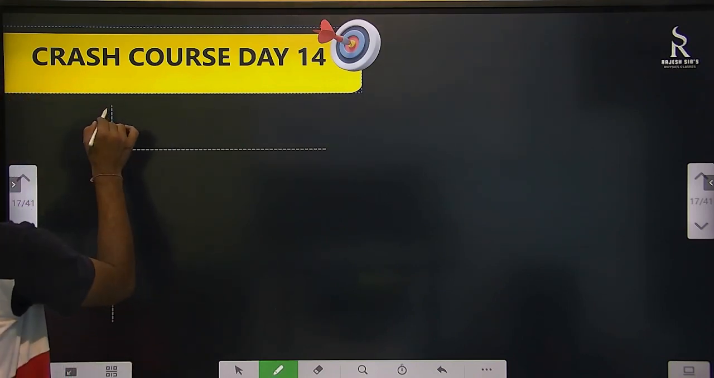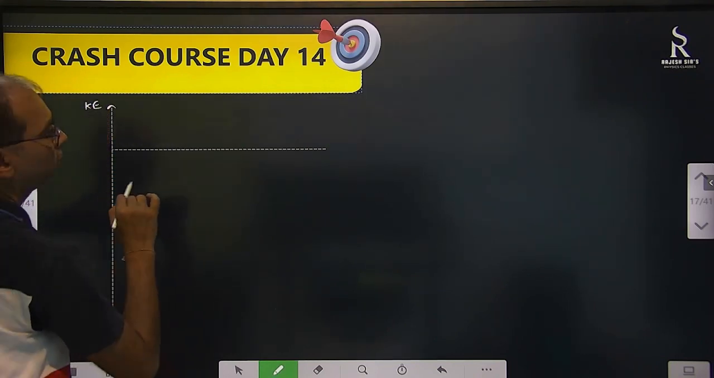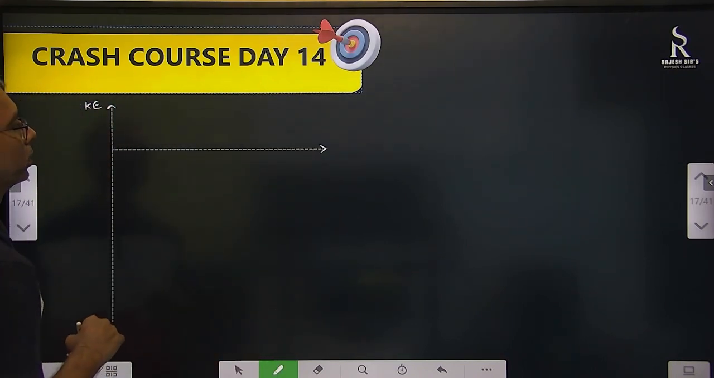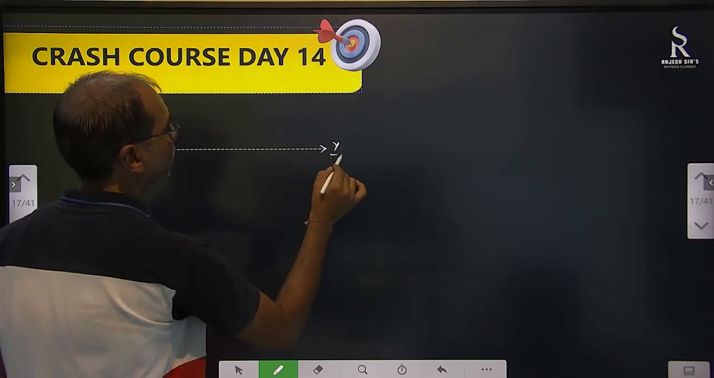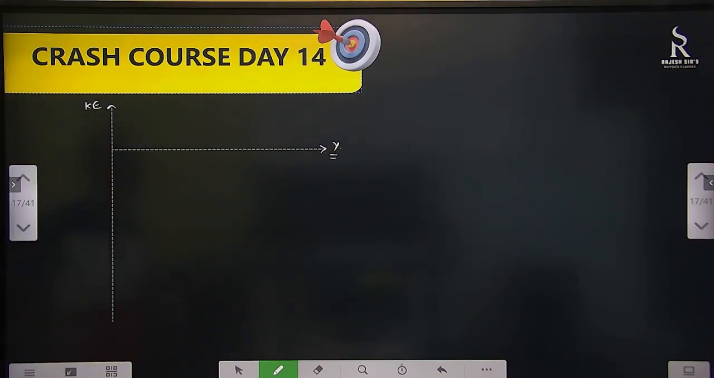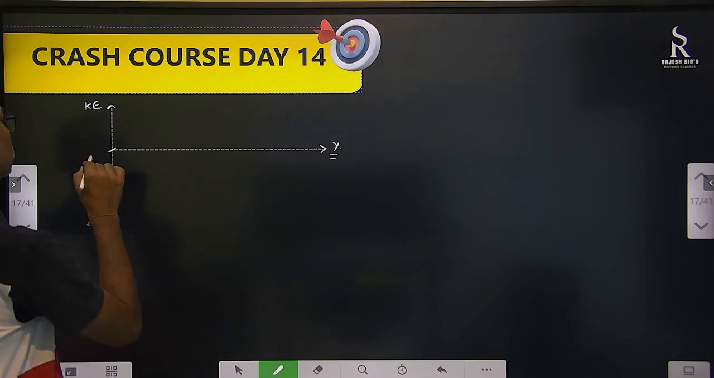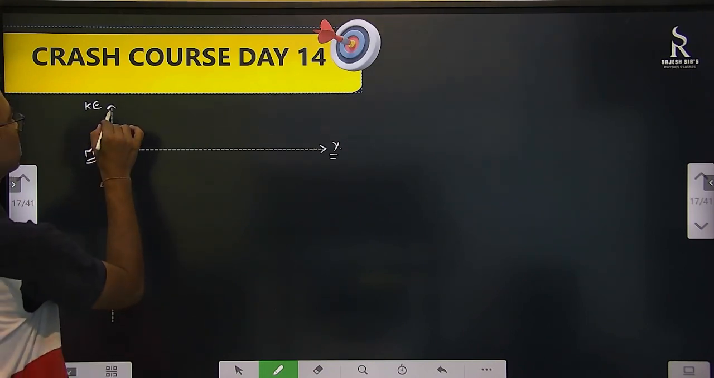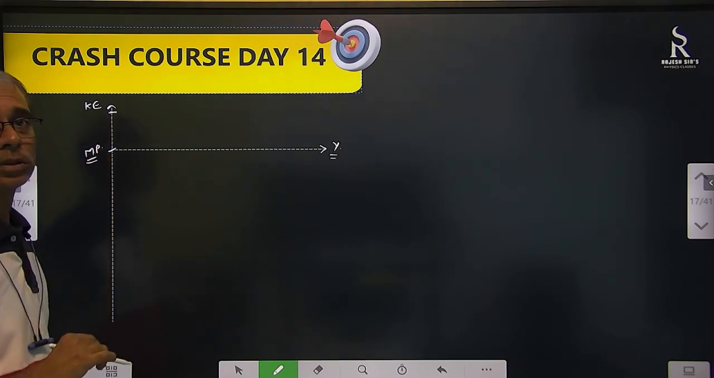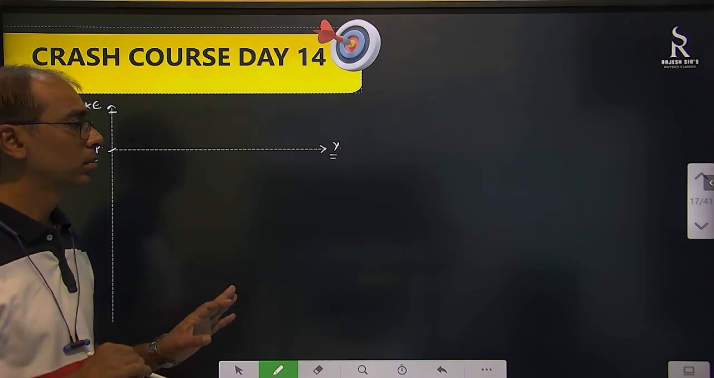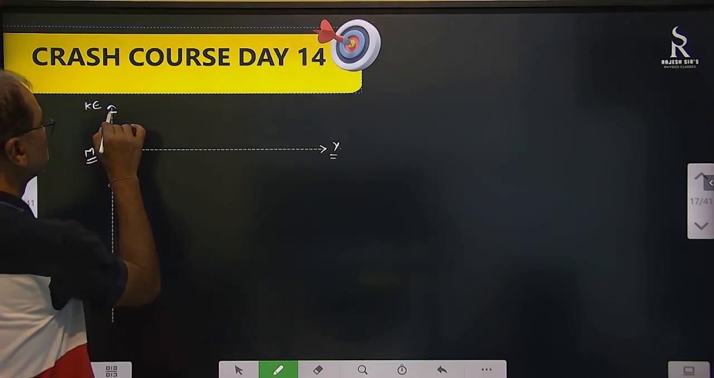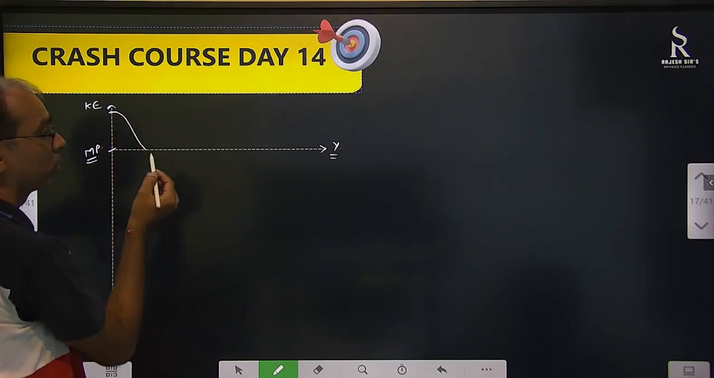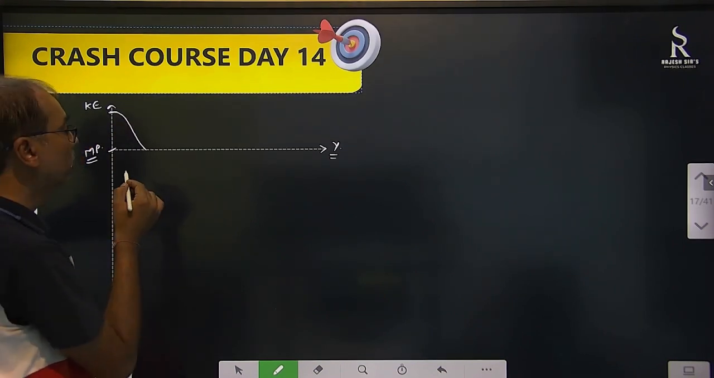So suppose this is kinetic energy here. And this is with what shall we do? Y. With Y we'll say. With time also we can make it, but at the moment I am making it with Y. This is the mean position. So at the mean position, what happens to kinetic energy? It's maximum. Okay, so you'll start with the maximum value from here. Then it reaches the extreme. Okay, so this is how it is. When it has reached the extreme, extreme means equal to amplitude.